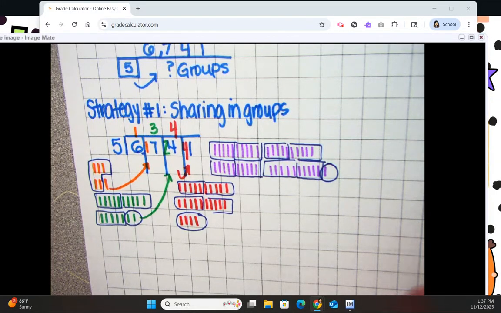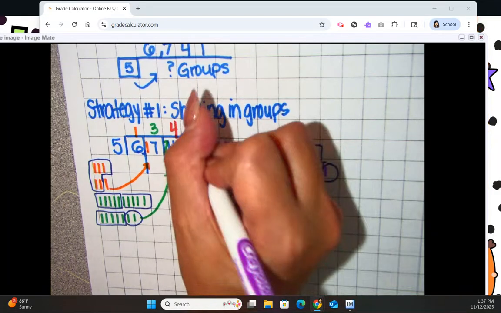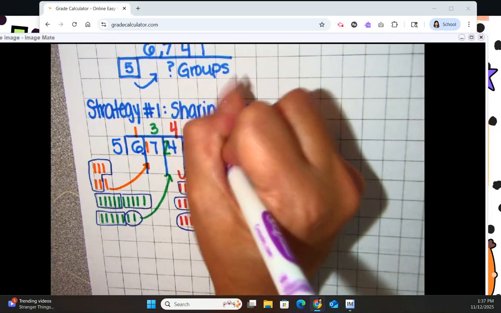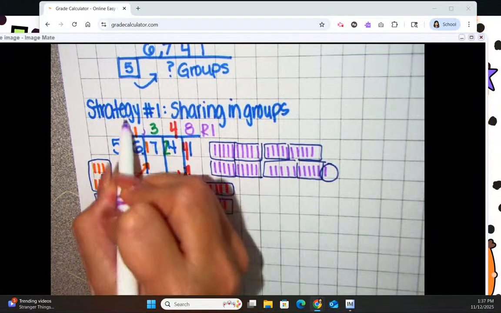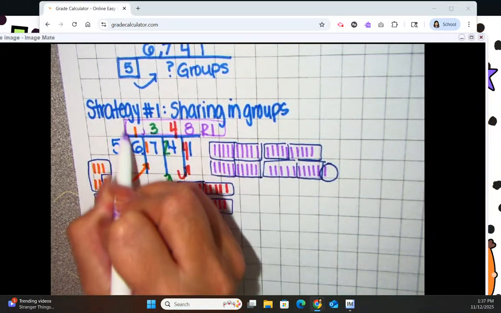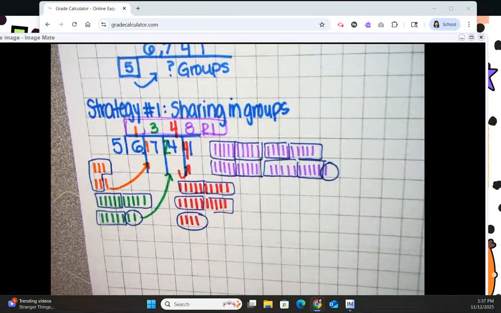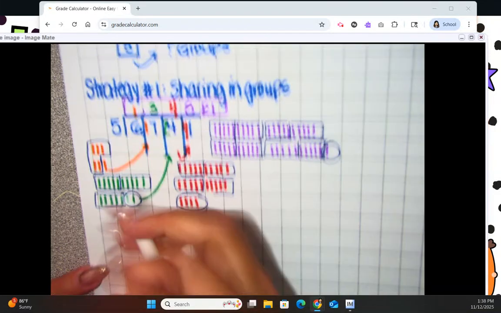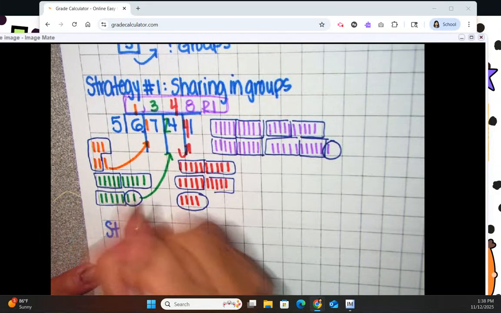How many groups was I able to build? 8 groups. And how many sticks did I have left over? 1. So my quotient, or my answer when I divide, is 1,348 with a remainder of 1. Okay, so now let's move on. Let's fast forward to strategy number 2.